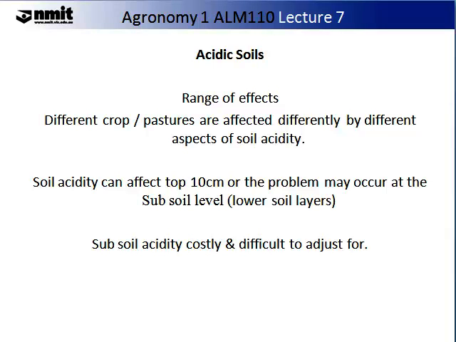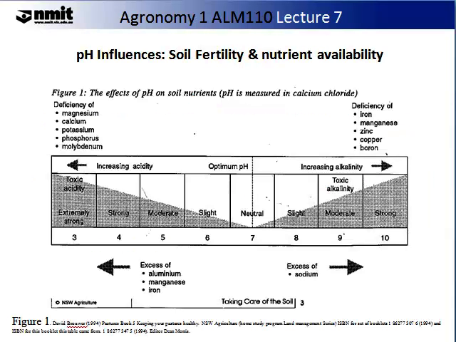Subsoil acidity is costly and very difficult to adjust for. The diagram on your slide describes the influence of pH on soil fertility and nutrient availability. If you start by looking at this figure at pH 7, which is regarded as optimal, you will see after studying this slide that all of the nutrients can be taken up.